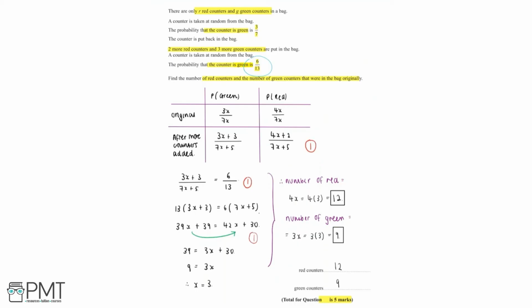We then get the fourth mark for correctly solving and for finding that x is equal to 3. And finally, we get the fifth mark for substituting our value of x back into our original equations to find that the original number of red counters in the bag is equal to 4x, which is equal to 12, and the original number of green counters in the bag is equal to 3x, which is equal to 9. And so we've now achieved the full 5 marks needed in this question.